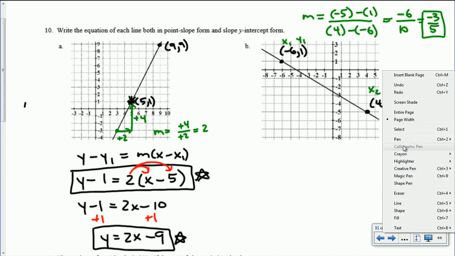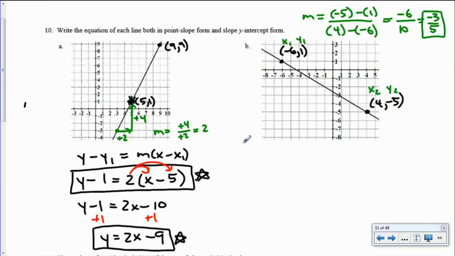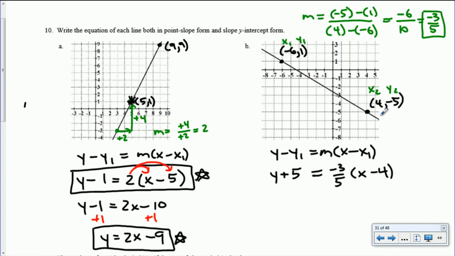Okay, and now we can do point slope form, y minus y1 equals m times x minus x1. So I can put this in. y subtract negative 5 becomes y plus 5, equals negative 3/5 times x minus 4. So that's your point slope form.